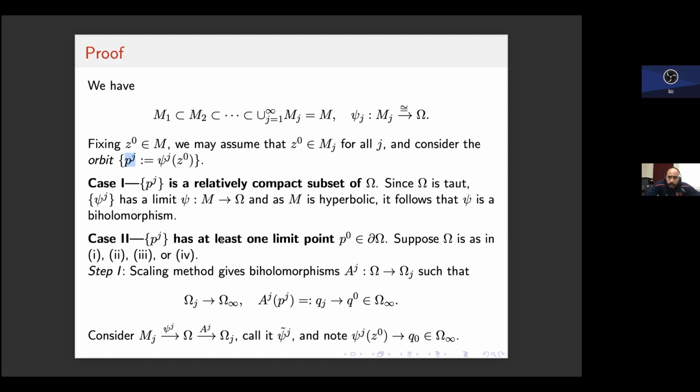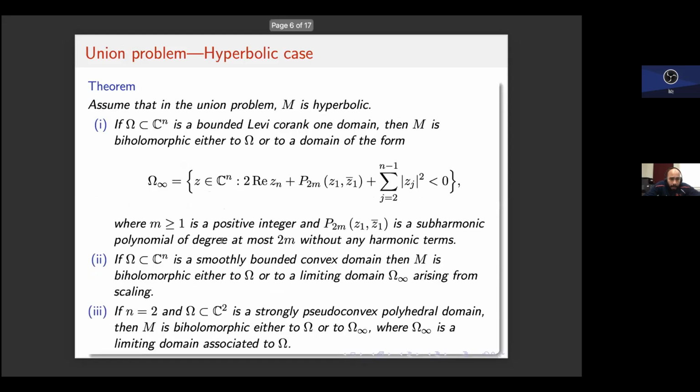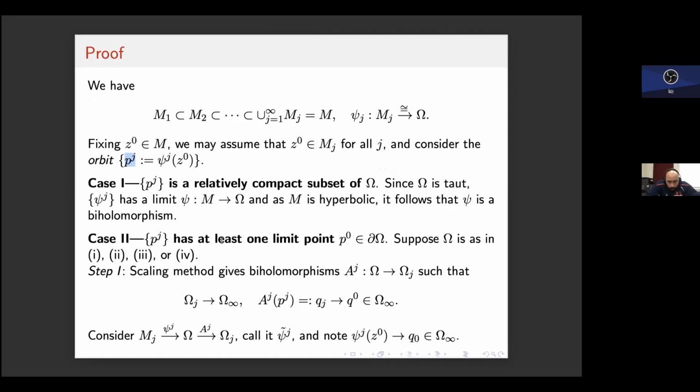And first, let's consider the cases 1 to 4. Recall, 1 is the Levi corank 1 case, 2 is the convex finite and infinite type case, 3 is the minimal ball, I hope so. Let me recall this. Oh no, 4 is the minimal ball and 3 is the strongly pseudoconvex polyhedral domain. The reason I am collecting all this together is that the scaling is available in all the cases. I don't want to describe the scaling method here because I won't have time for this.